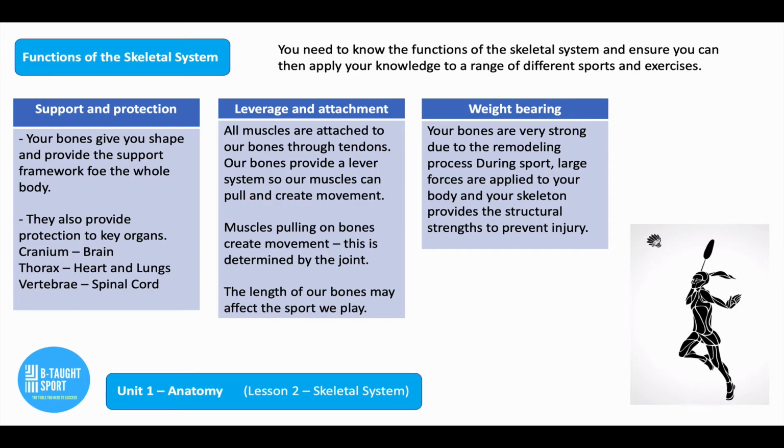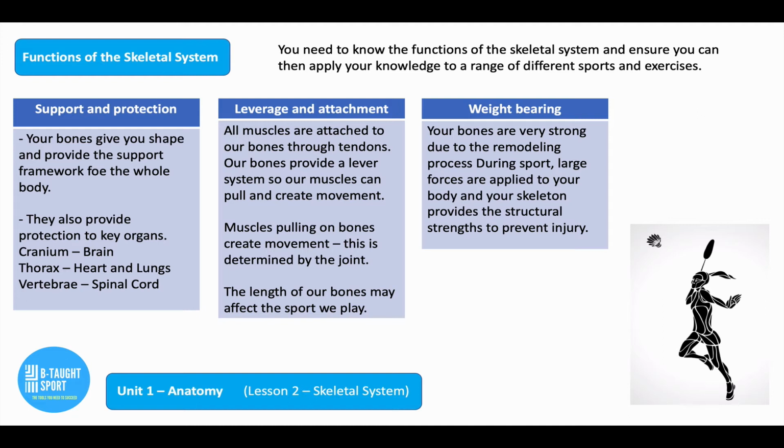So support and protection. Your bones give you shape and provide a support framework for the whole body. They also provide protection to key organs. And again, you should know this. So let's try not to use skull. We now need to try and use the correct skeletal terms. So cranium, which protects your brain, your thorax, which is basically your rib cage, and that protects your heart and lungs, and your vertebrae obviously protect your spinal cord.